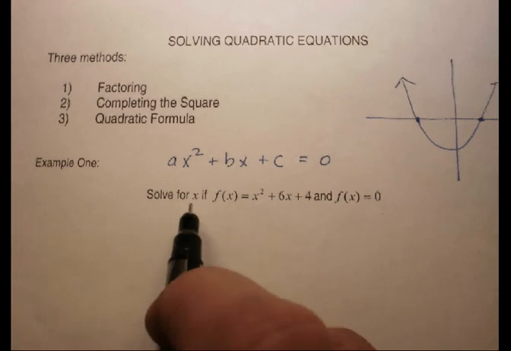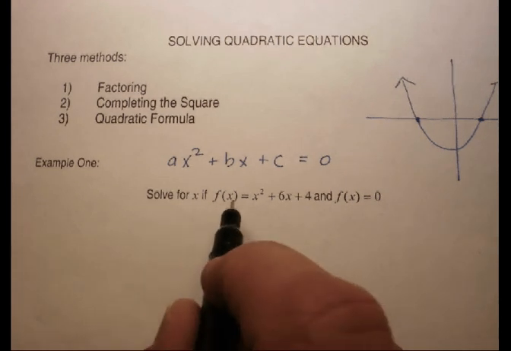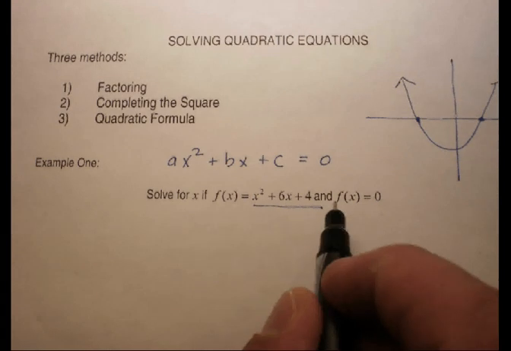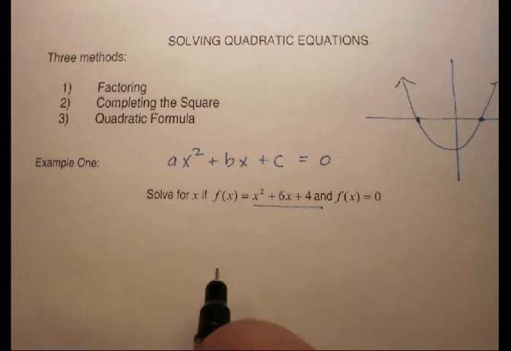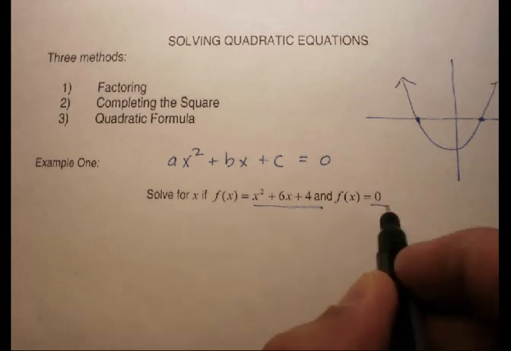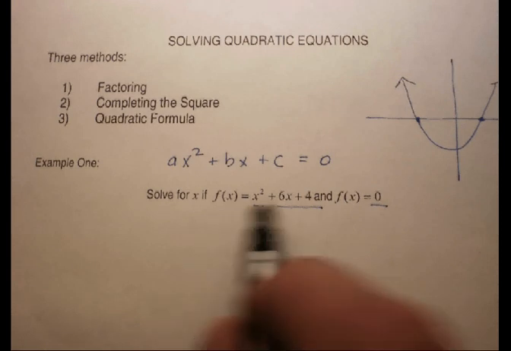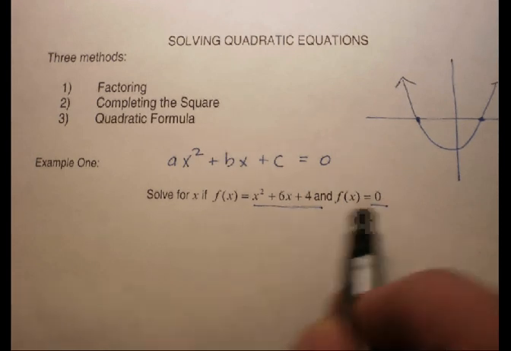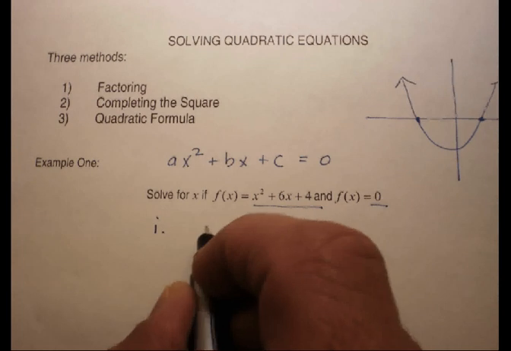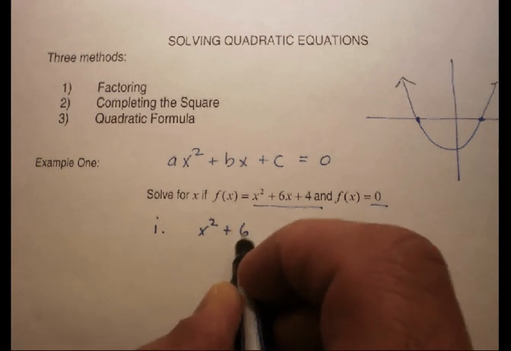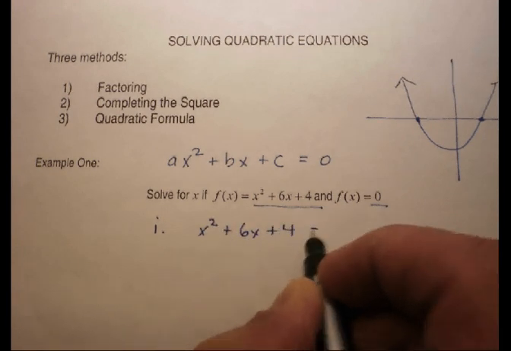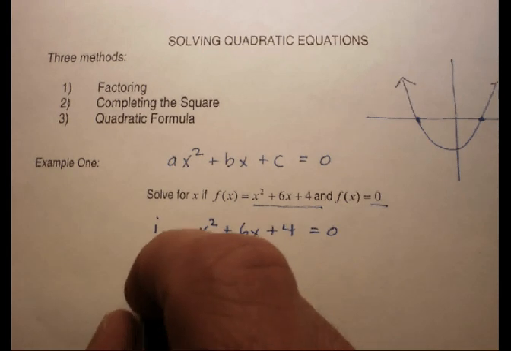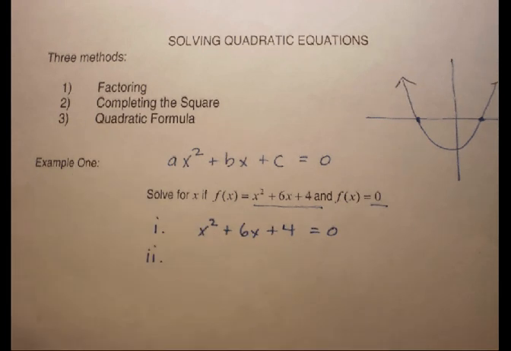Our problem says solve for x if f of x is equal to x squared plus 6x plus 4, and f of x is also equal to 0. So that means if f of x is equal to this and f of x is equal to this, then this is equal to that. So I can set up my problem as x squared plus 6x plus 4 equal to 0.